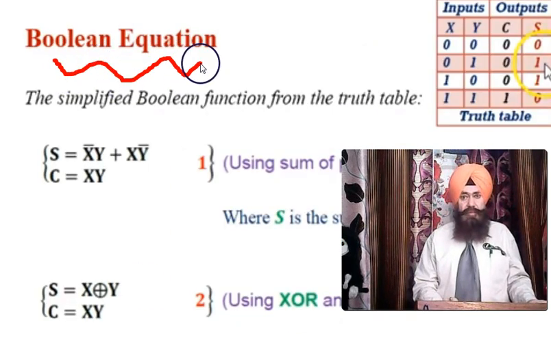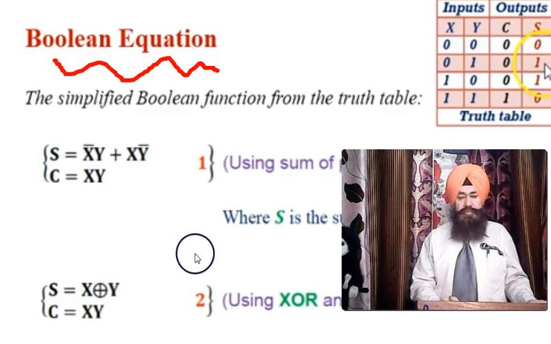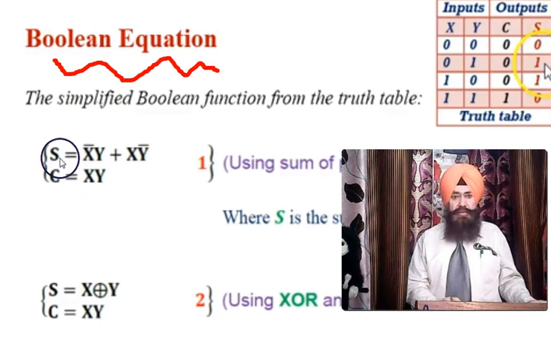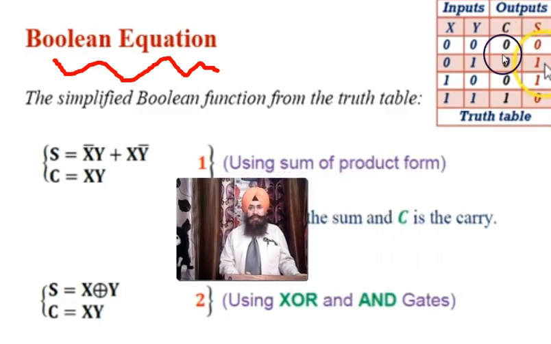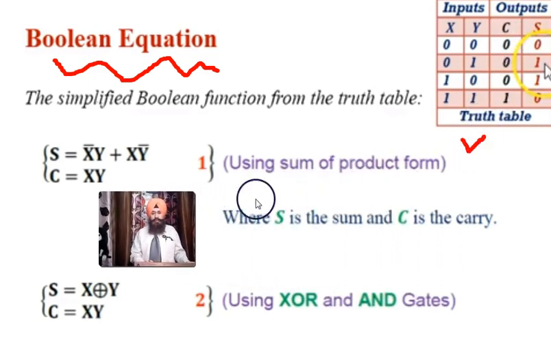Now coming to the Boolean equations. You know how we write S using this truth table? You just see where the 1 is. The 1 is here. What are the inputs for this one? This is 0, and 0 means x complement. And then y is 1, which means only y. So the first min term is x complement y.